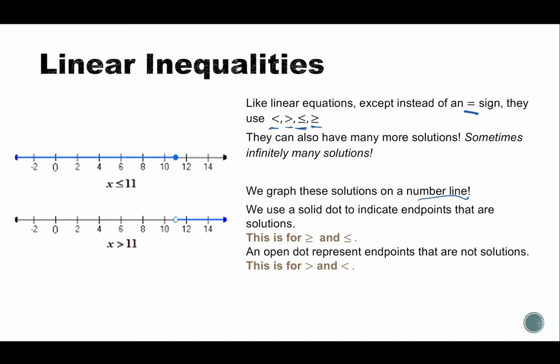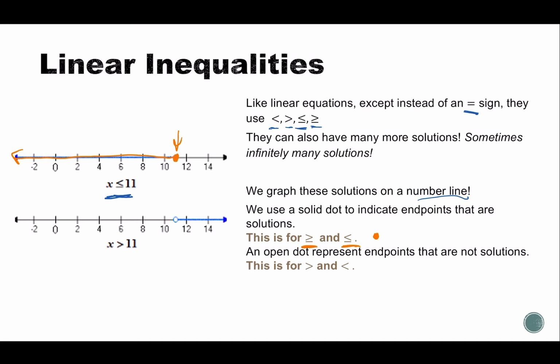So here I have x is less than or equal to 11. So x has to be both less than 11 and equal to 11. Because our endpoint is included, we use a closed dot. So for greater than or equal to or less than or equal to, our endpoint's included, we have a closed dot.